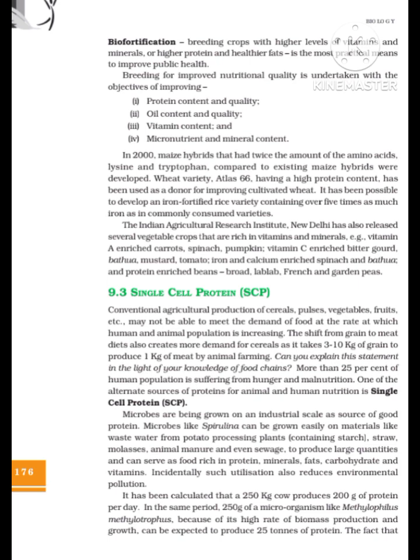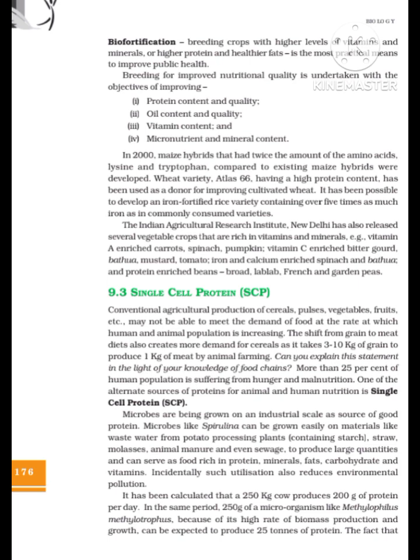Breeding for improved nutritional quality is undertaken with the objectives of improving protein content and quality, oil content and quality, vitamin content, and micronutrient and mineral content. In 2000, maize hybrids that had twice the amount of the amino acids, lysine and tryptophan, compared to existing maize hybrids were developed. Wheat variety, Atlas 66, having a high protein content, has been used as a donor for improving cultivated wheat.